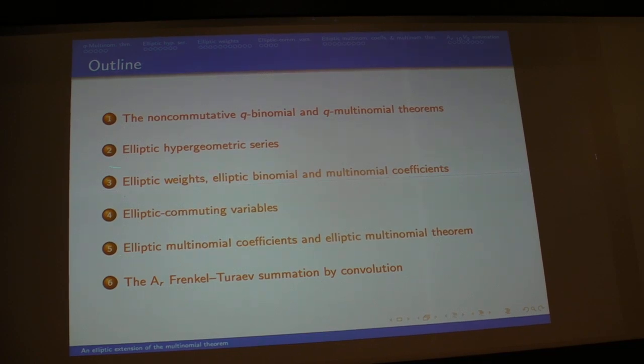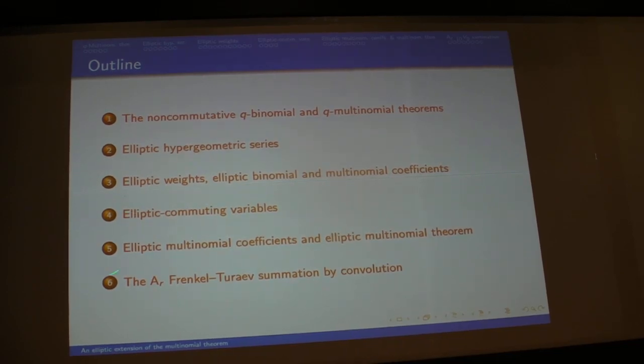So the method will be combinatorial in a sense, or algebraic and combinatorial. The combinatorial framework is using lattice paths. The algebraic framework is using non-commutative variables, or quantum algebra. So I will use elliptic weights. They will be used to define elliptic binomial and multinomial coefficients.